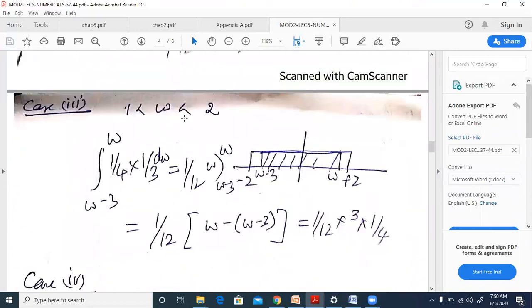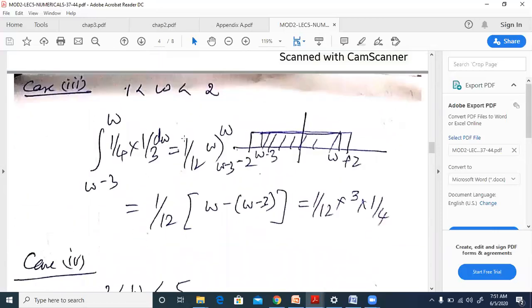And that is what we have here. From W equal to 1 to W equal to 2, that is 1 less than W less than 2, will have full overlap, and full overlap is between W minus 3 to W. So limits of integration is W minus 3 to W, 1 by 4 into 1 by 3, dW, equal to 1 by 12 into W with limits W minus 3, W. If you solve this, you will get 1 by 12 into 3, that is equal to 1 by 4, not multiplied. It is equal to 1 by 4. Please note that.